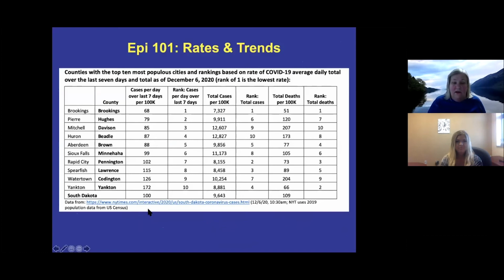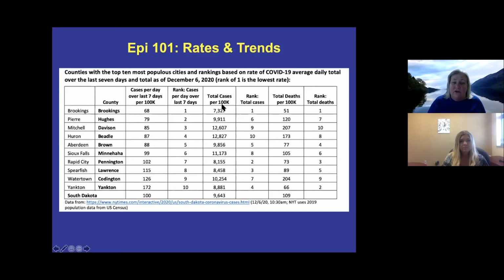And here is how this is summarized. This is out of the New York Times. This is accessible to everyone. You don't need a subscription. And you can look at all counties in South Dakota, not just these. But this is as of yesterday. We were ranked the lowest of these 10 counties in the number of cases per day over the last 7 days. We have the lowest rate. Yankton right now has the highest.